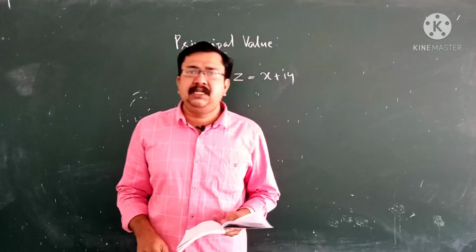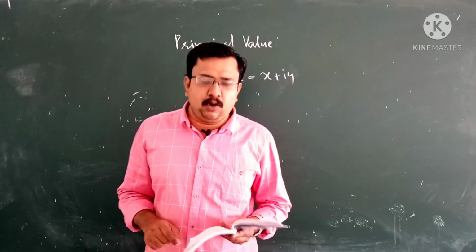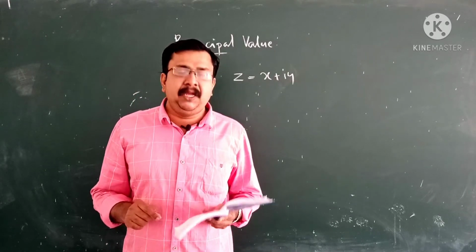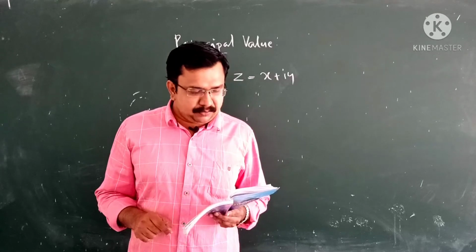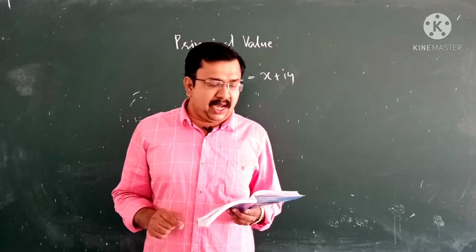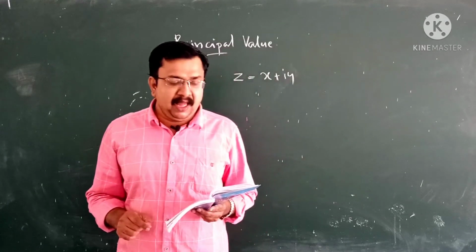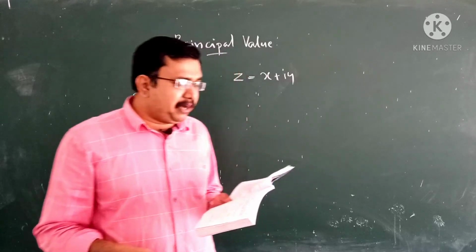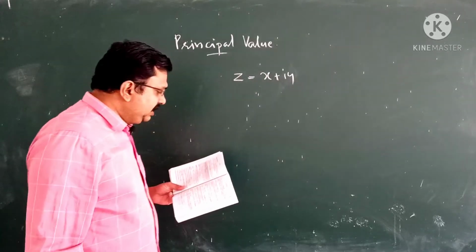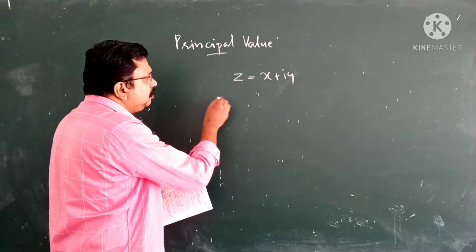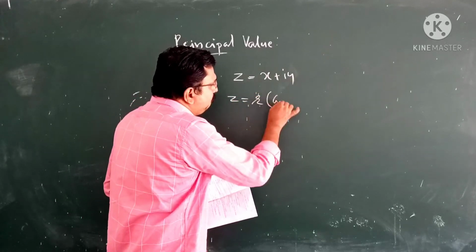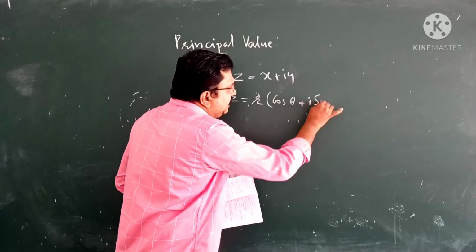Just listen. Since we know that sin theta and cos theta are periodic functions of theta with the period 2 pi radians, the argument of z is multiple valued. However, there is one and only one value of theta lying between minus pi and pi that is satisfied. If z equal to x plus iy, then we can write z equal to r into cos theta plus i sin theta.